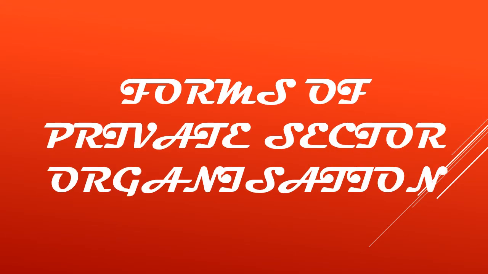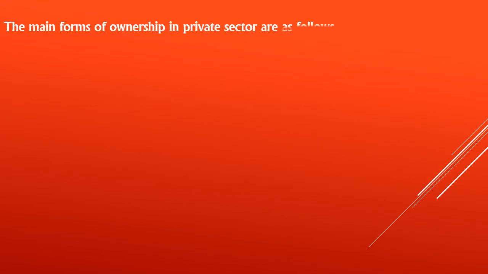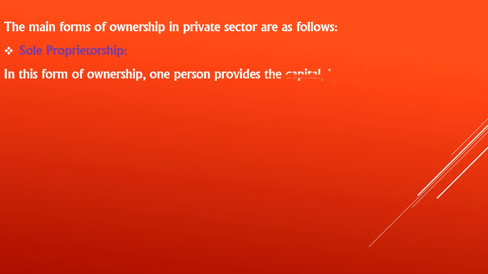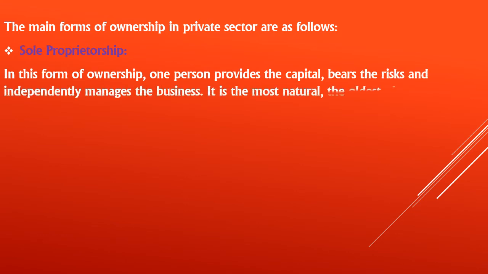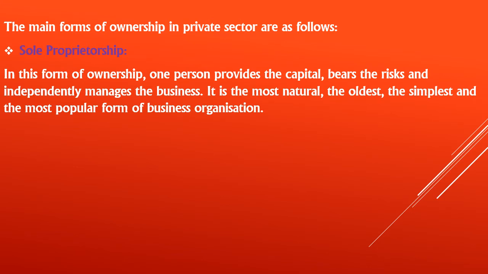Forms of private sector organizations. The main forms of ownership in private sectors are as follows. The first one is sole proprietorship. In this form of ownership, one person provides the capital, bears the risk and independently manages the business. It is the most natural, the oldest and the simplest and most popular form of business organization. By the word sole itself we can understand single trader or single ownership in the business. So there is one person only who brings the capital, bears the whole risk and manages the business. It is one of the oldest and simplest forms of business organization.